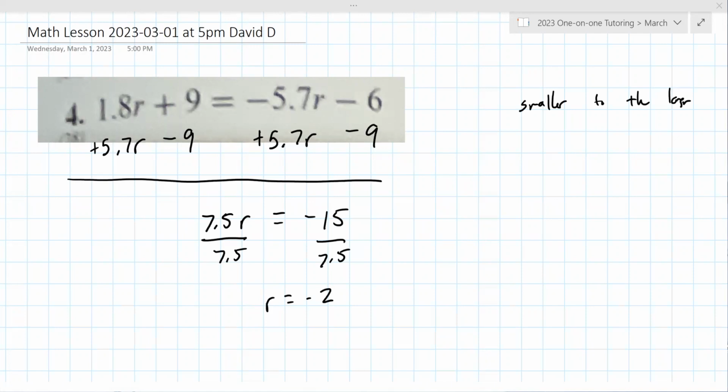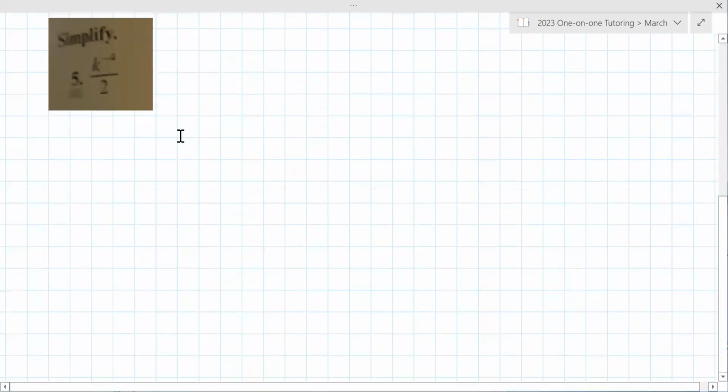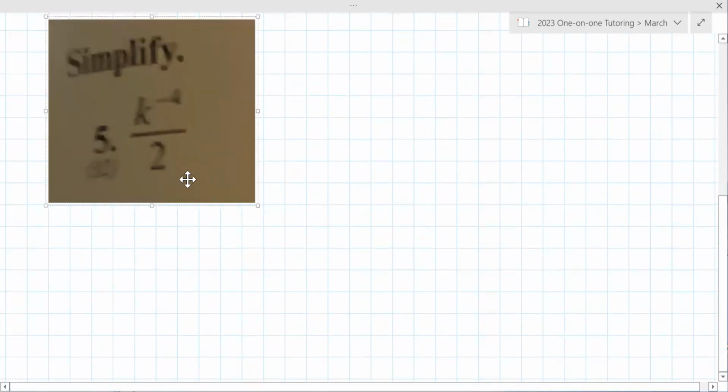So now we could do 5 if you want. Just keep going here. All right. So it says to simplify, and what they really mean is no negative exponents.